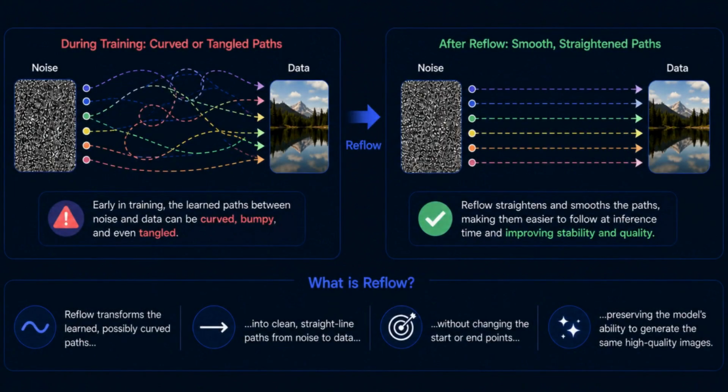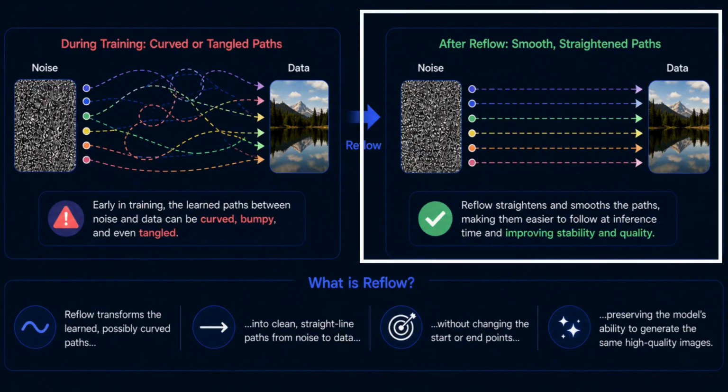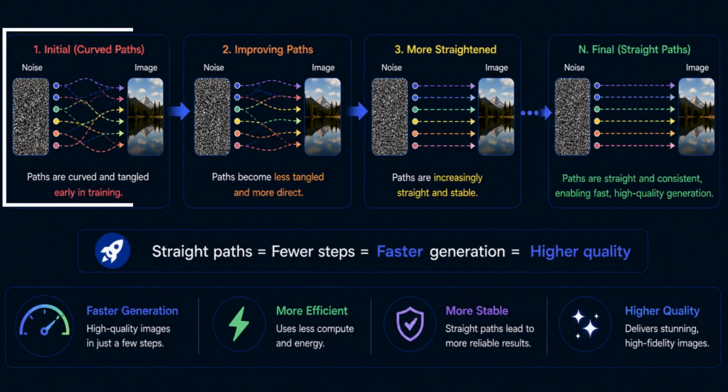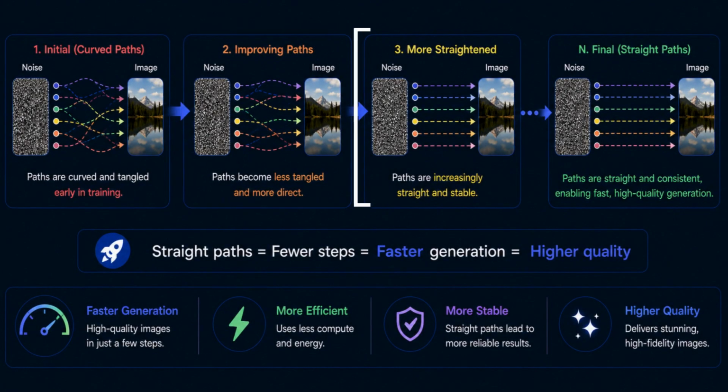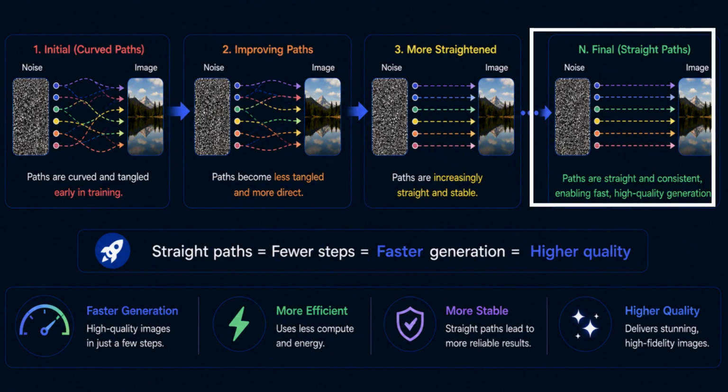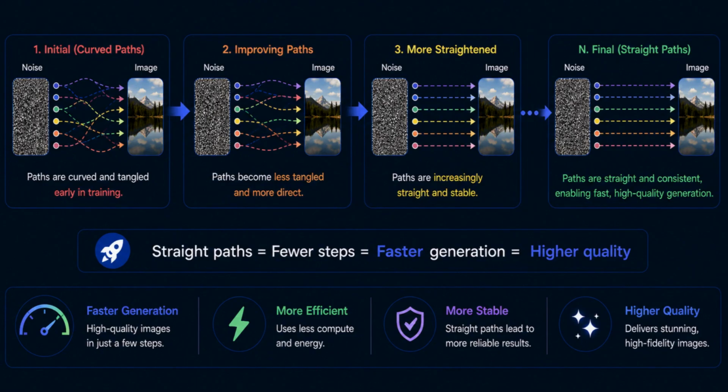While these paths can sometimes get curved or tangled during training, researchers use a process called reflow. By iteratively straightening these paths, we can eventually generate high-quality images in just a few steps, making AI faster and more efficient than ever before.